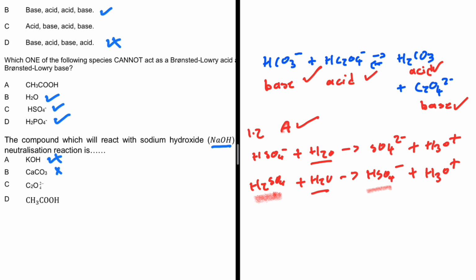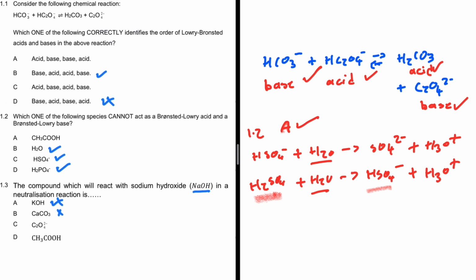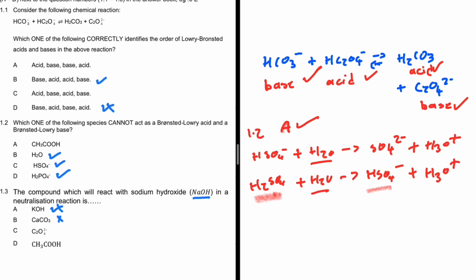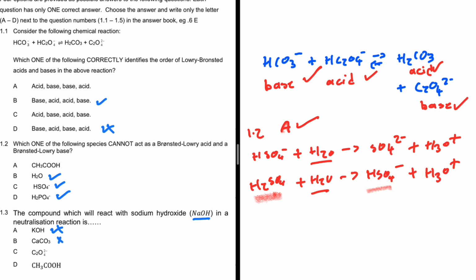And then C2O4 2-. This is not a very usual compound, well, ion in this case, that we come across. So maybe this one can be a bit confusing. But if we just take a look at question 1.1, because we're not sure whether C2O4 2- is an acid or base, right? Let's say it's not easy to see, but we can actually use 1.1 and see that C2O4 2- is a base, as you can clearly see here. When we were identifying our conjugate acid-base pair, we said that C2O4 2- is a base. So this cannot be a neutralization reaction between a base and a base.